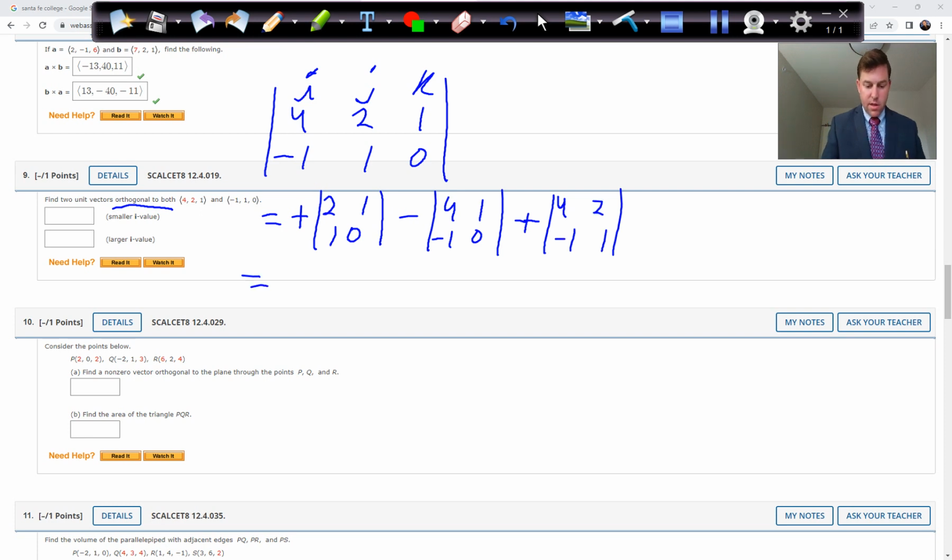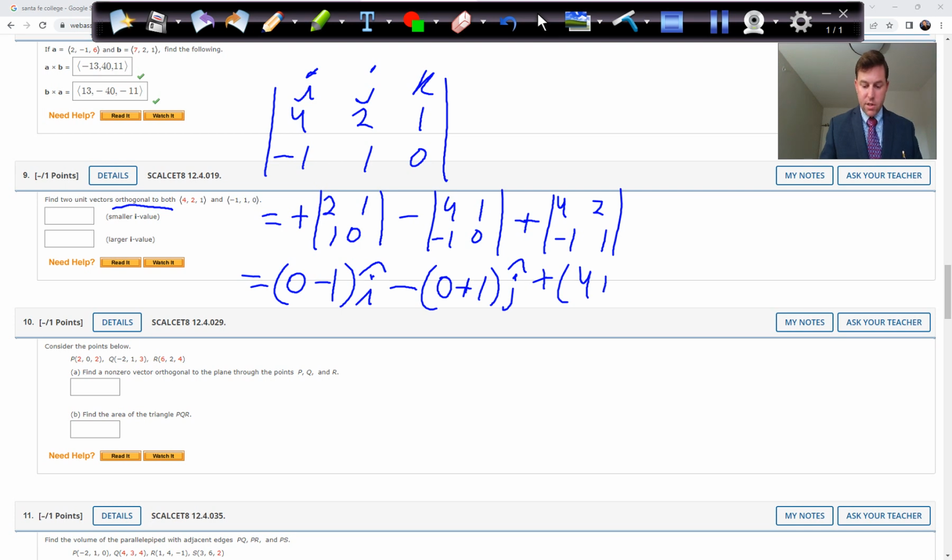And this is going to equal 2 times 0, which is 0, minus 1 times 1, which is 1 in the I, minus 4 times 0 is 0, minus 1, so plus 1 in the J, plus 4 times 1 is 4, minus 2, so plus 2 in the K. This vector is minus 1, comma, minus 1, comma, 6.